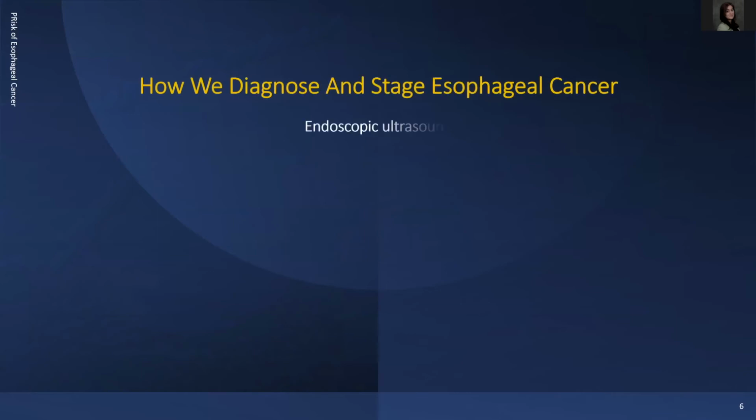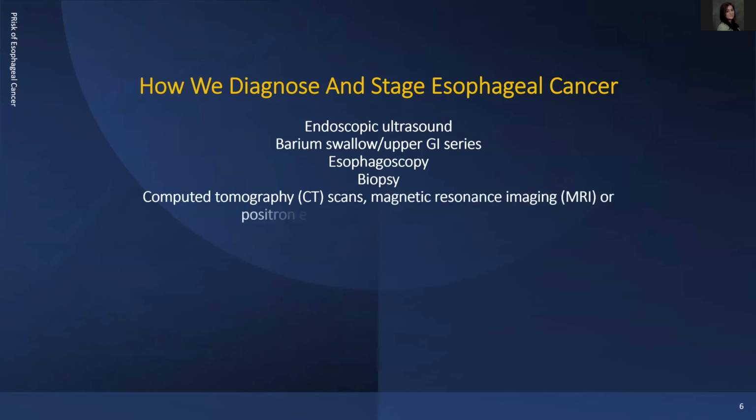So how do we diagnose and stage esophageal cancer? Some of these are similar to the workup that we do for gastroesophageal reflux disease. The only difference would be initially many of the patients are presenting with reflux symptoms. Many of them will have already had a barium swallow or an upper GI series, which may suggest an abnormality. An esophagoscopy, abbreviated EGD, would be done by our gastroenterologist.